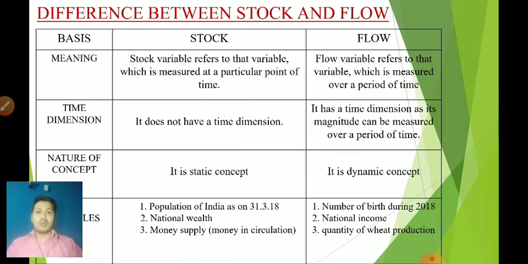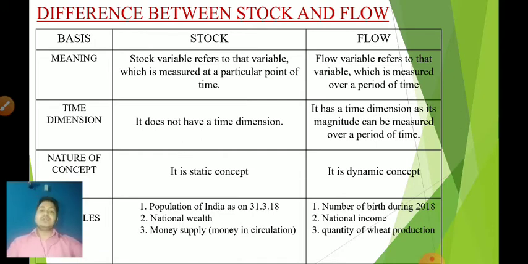Now when I talk about the quantity of grains in the godown during January 2019, this is a type of flow concept, because a flow variable refers to a variable which is measured over a period of time. Next is time dimension. Stock does not have a time dimension, but flow has a time dimension, and its magnitude can be measured over a period of time. So stock is not a time dimension concept, but flow is a time dimension concept.